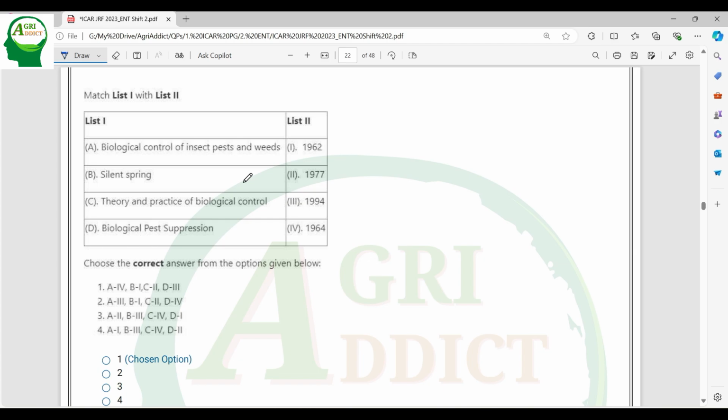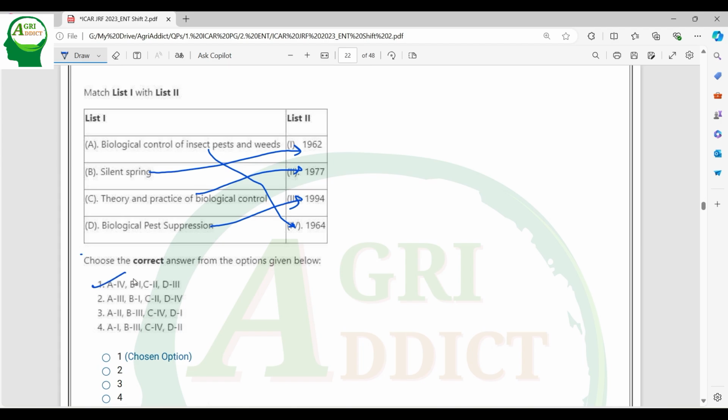Next question is a match the following type question, and this same type of question was also there in Paper 1. Biological Control of Insect Pests and Weeds is by Paul DeBach in the year 1964. Silent Spring by Rachel Carson in 1962. Then Theory and Practices of Biological Control was in 1977, and Biological Pest Suppression in 1994. So option 1 is the correct answer: A4, B1, C2 and D3.